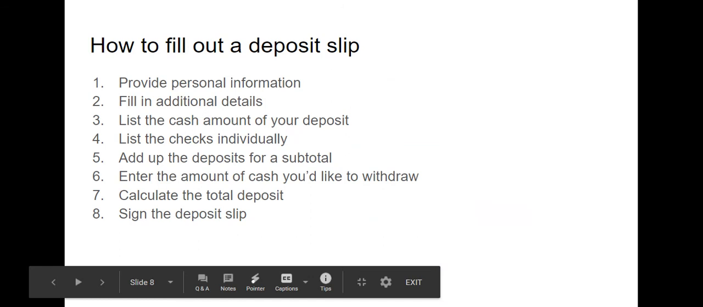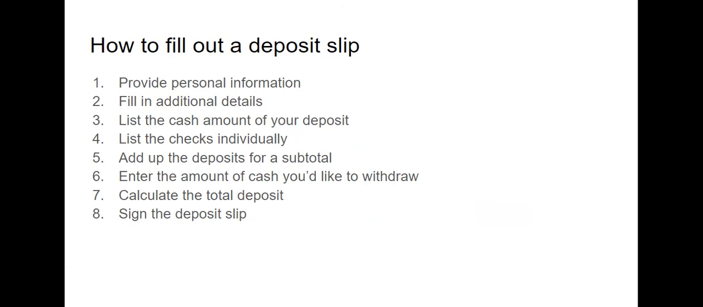So let's walk through that step by step. If it's a blank one, you provide any personal information, like your name and address. You fill in any of the additional details that might be there, like the date. You would list the account on your deposit. So we start on the left side, with that information. We go to the right side, we're working our way down. Fill in the cash. You list checks individually. So if you had one or two checks, you'd list those amounts out.